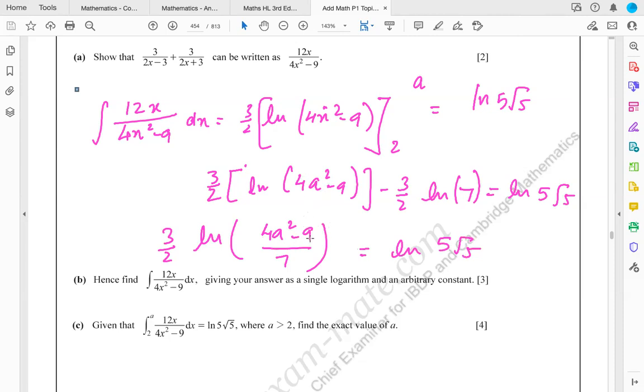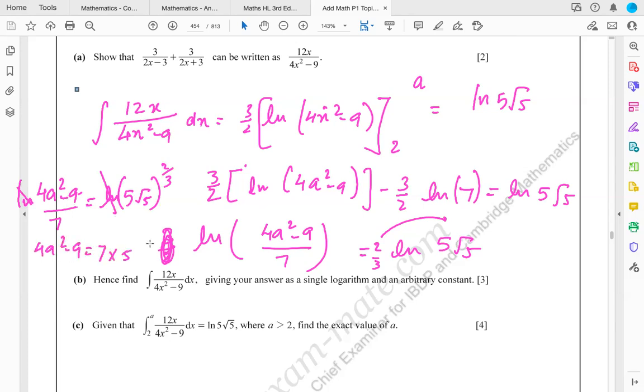Now, after this, what we do is you can just bring 2 by 3 down here, and then you can raise to the power. So your answer will become 4a squared minus 9 over 7 equals pi root 5 to the power of 2/3. So ln can be removed from both the sides, and then you solve for a. So 4a squared minus 9 equals 7 times pi root 5 to the power of 2/3.